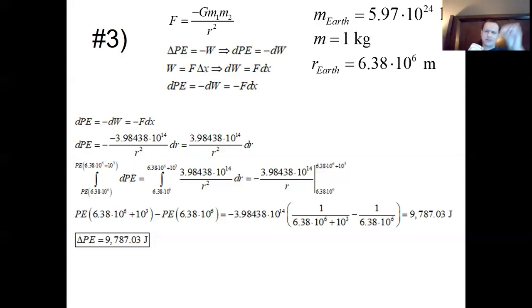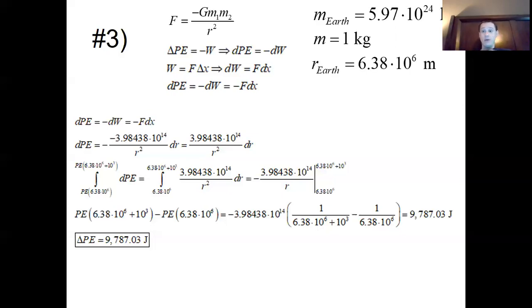A change in position, I don't care if I call it x or r or whatever, it's the same concept. So here's the setup, and you clean it all up. Maybe there's a couple of negatives you can put together. But a little change in potential energy as I lift this up is going to be equal to 3.98438 times 10 to the 14th over r squared dr.